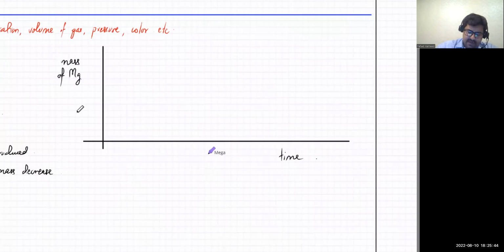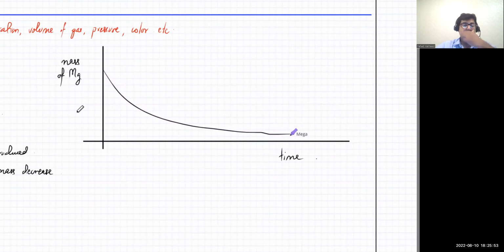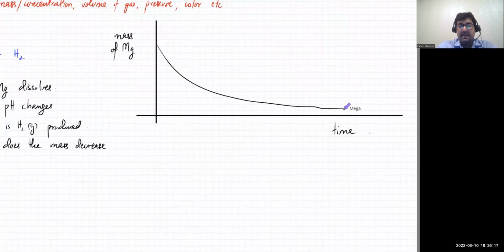The graph would most certainly be something like this. It's going to start dissolving, then it's going to slow down. Reactions usually slow down, right? They're very fast in the beginning and they usually slow down at the end. That's one second here. Yes, Bilal, but not necessarily. We'll discuss that in detail a bit later. There are reactions that actually speed up much later on as well.